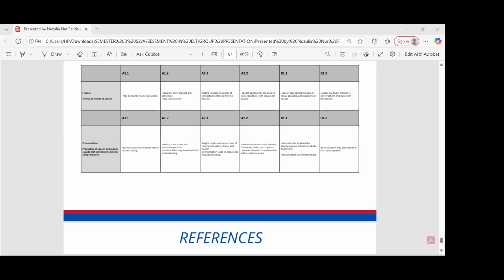Mbak Nabila, hello? Can you repeat the question? Can you give us more insight into Mas Ihsan's question about what is considered the best assessment type, formative or summative? I think both, and I agree with you all.